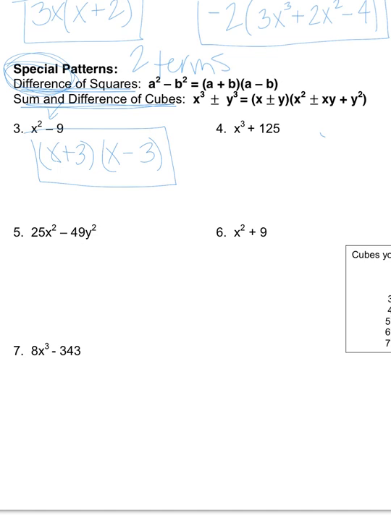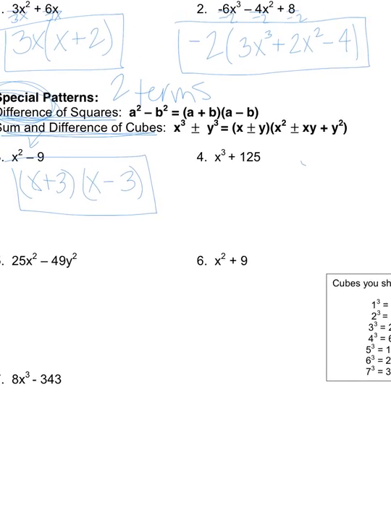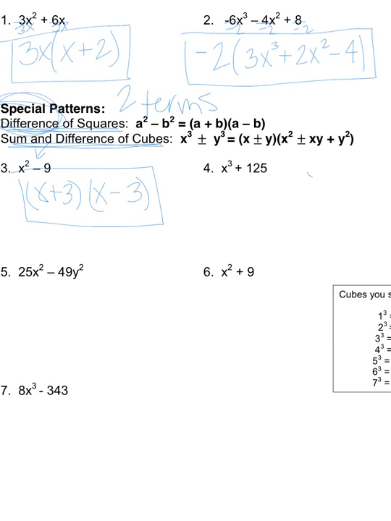We have x cubed plus 125. Notice they don't have anything in common. We have an x cubed, so we need to check for either sum or difference of cubes. So x cubed is a perfect cube. If you look over here at your chart, 125 is also a perfect cube. Okay, so this is sum of cubes.